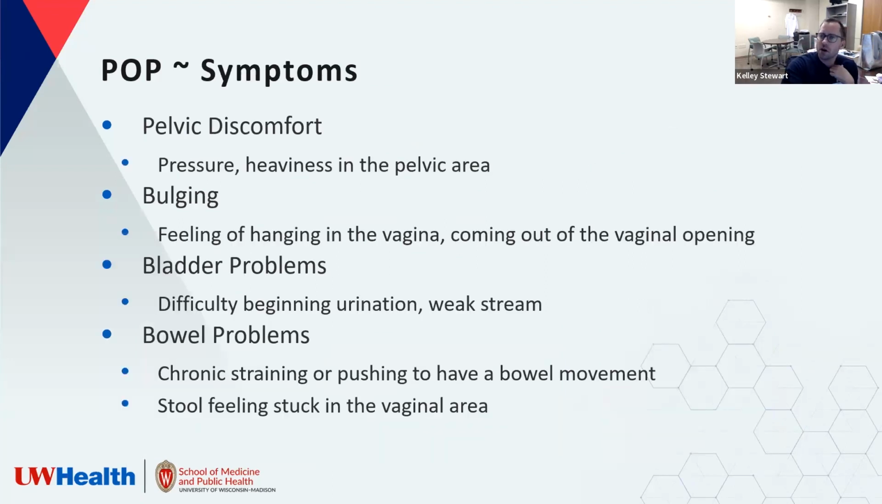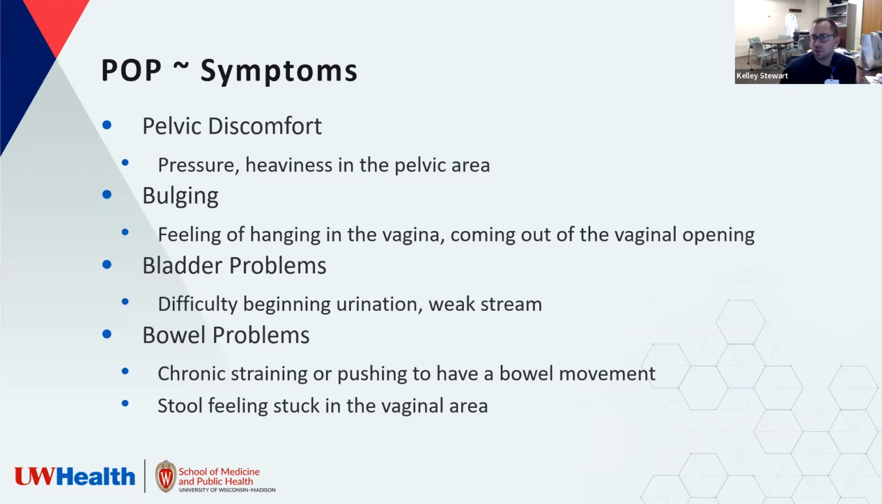So as I mentioned before, it's not uncommon for patients to have pelvic pressure, heaviness, or discomfort. Patients may see a bulging or something coming out of the vagina. If you have pelvic organ prolapse, you may feel like you don't empty your bladder well. You have a weak stream. It's difficult to get urination started.